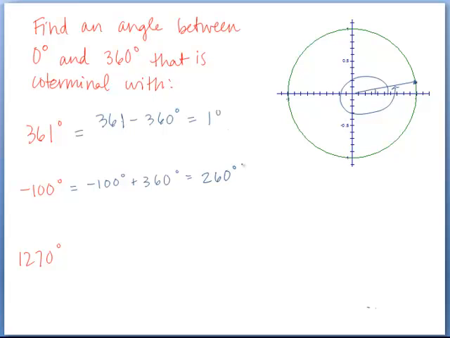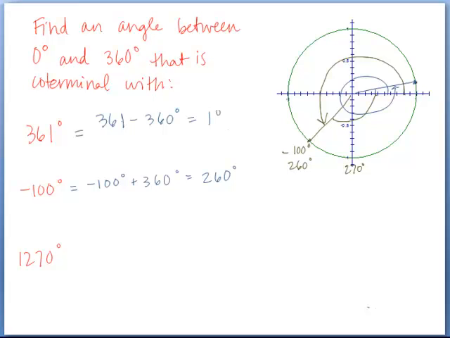Negative 100 degrees would land us somewhere in quadrant 3. And then positive 260 degrees, if we rotate counterclockwise and go around, would also land somewhere around here. This would also be 260 degrees, because this is 270, so it would have to be just before that.